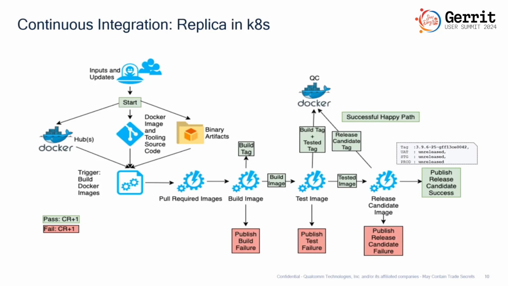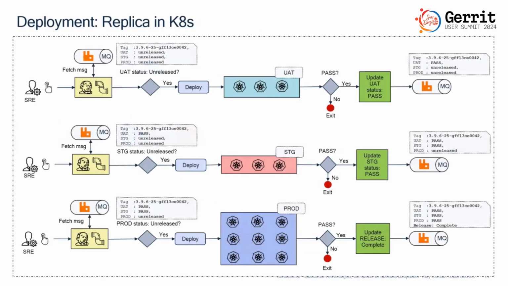So on the right-hand side, if you see, there is tag information and UAT, stage, and prod, right? They're all in unreleased state. So note that point. Because there is a queue, there is a message in the queue now which says there is a tag with UAT as unreleased, stage as unreleased, and prod as unreleased. Let's go to the next slide because it's a deployment now.